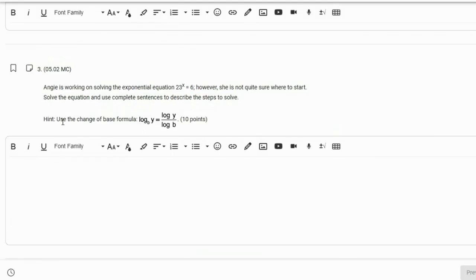This one tells you to use the change of base formula. Some of you didn't do that on the quiz. You put the right answer, but you took the log of both sides and never used the change of base formula. Solve the equation. Use complete sentences to describe the steps to solve this. 23 raised to the power of x equals 6. So what power of x would it take for 23 to be equal to 6?